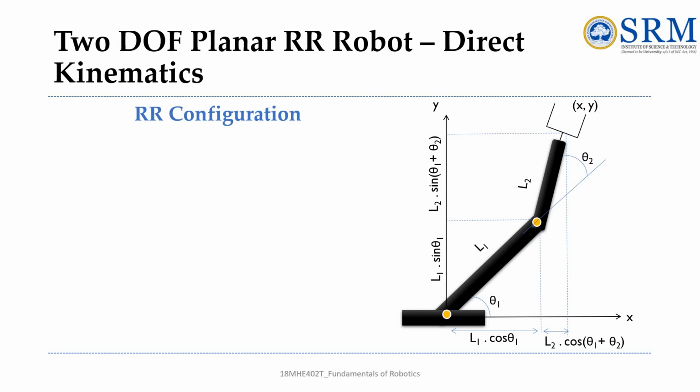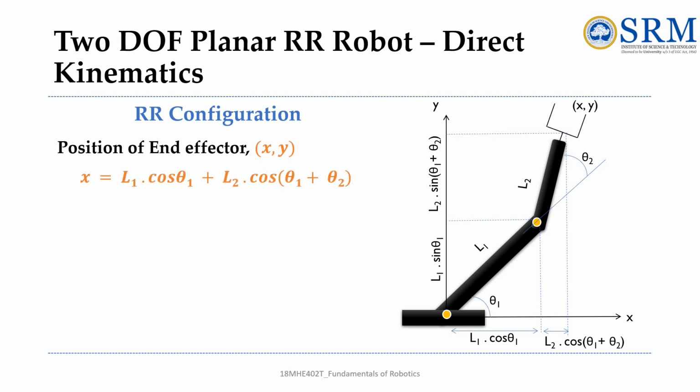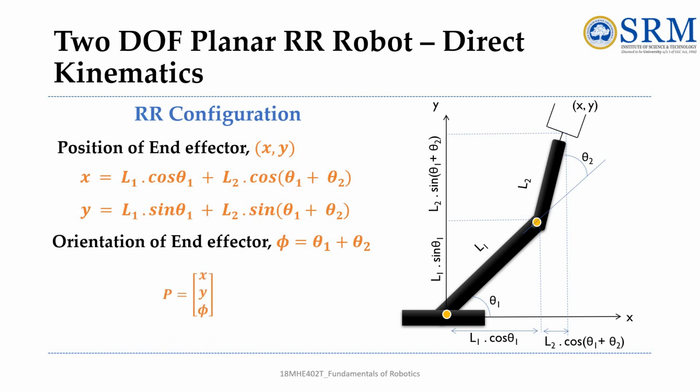We have seen that x has L1 cos theta 1 plus L2 cos of theta 1 plus theta 2. This is the position of the end effector as x y. So x is as I have said, and similarly y is L1 sin theta 1 plus L2 sin of theta 1 plus theta 2. This is the position of the end effector. Now the orientation of the end effector is theta 1 plus theta 2, which I am considering as psi. So this is the position and orientation of the end effector for the 2 degree of freedom planar RR robot.